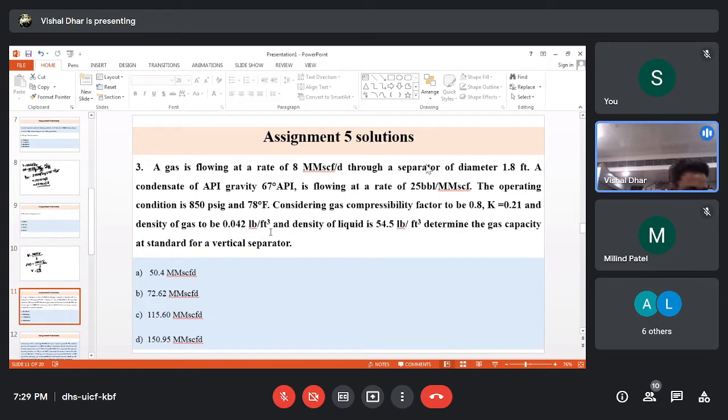The four options given are 50.4 mmscf per d, 72.62 mmscf per d, 115.60 mmscf per d, and 150.95 mmscf per d. It is written as mmscf d, but it is actually mmscf per day; it is written like this in all the bits.